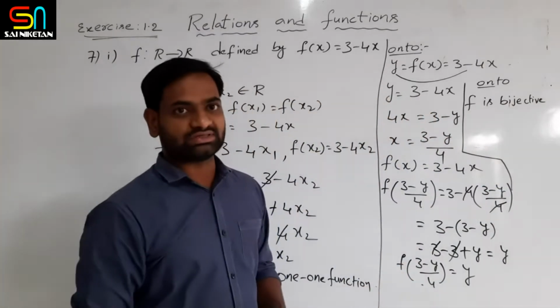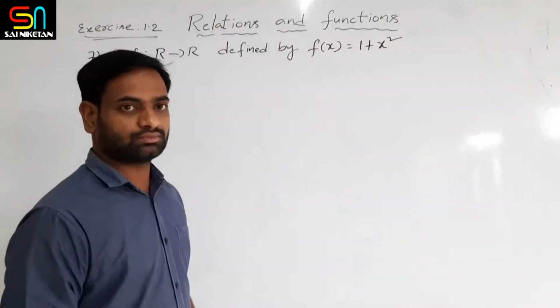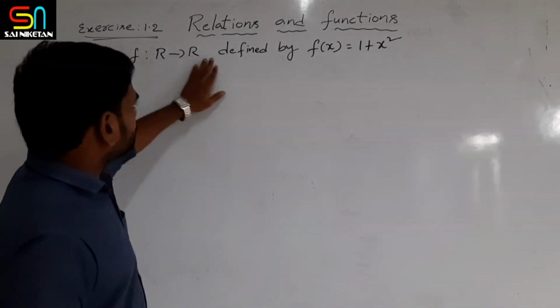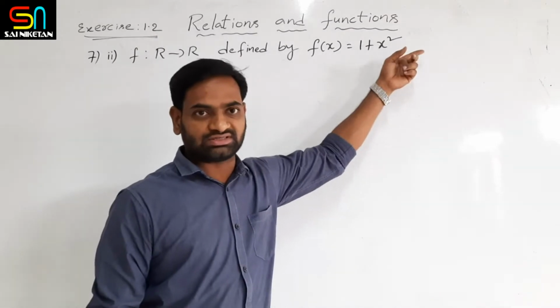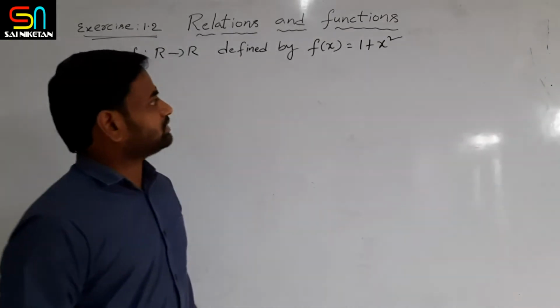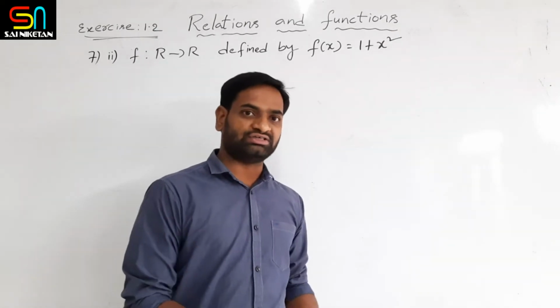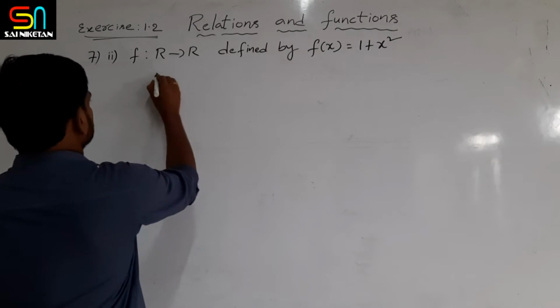You can write f is bijective. See the next problem. f from R to R defined by f of x equal to 1 plus x square. Now we have to check whether it is one-one or not, onto or not, or bijective or not. First I am checking it is one-one.